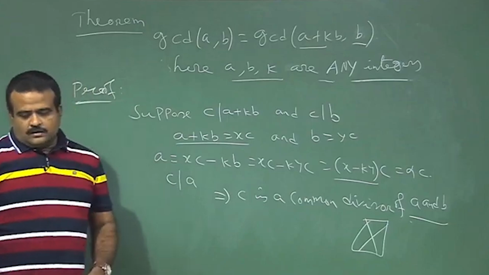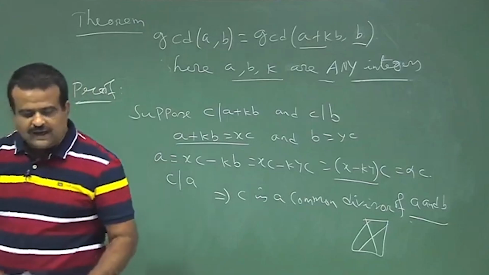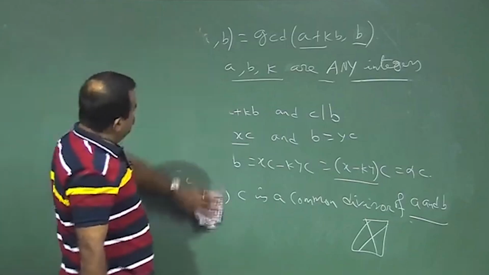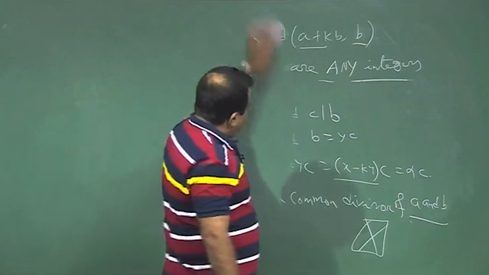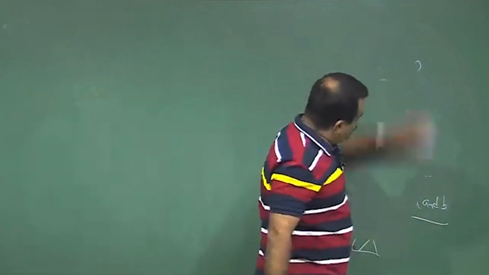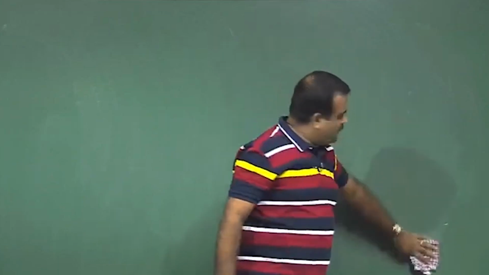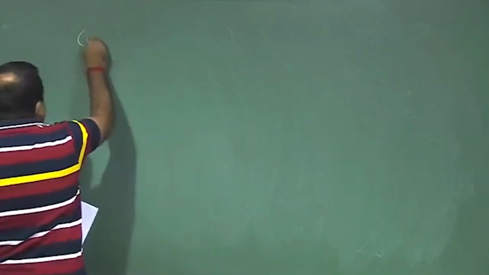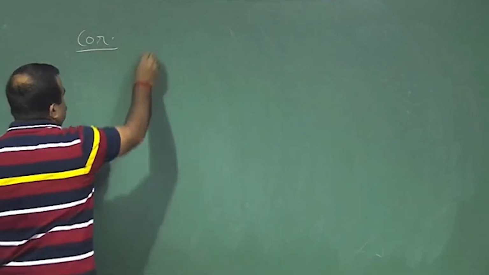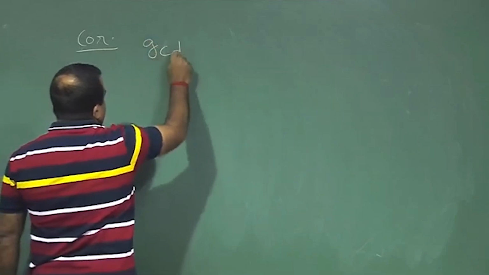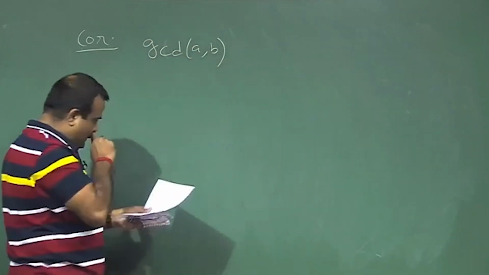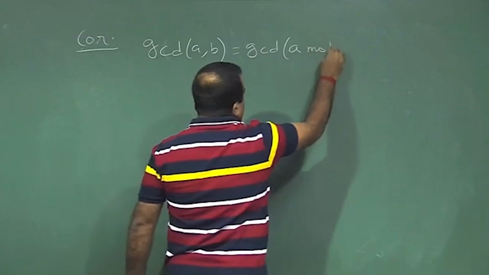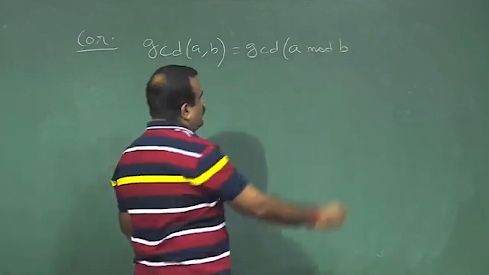Okay. So from this theorem we get an algorithm, the Euclid algorithm, which is a method to find the greatest common divisor of A and B. This comes from a corollary of this theorem: GCD of A, B is basically GCD of A mod B, comma B.